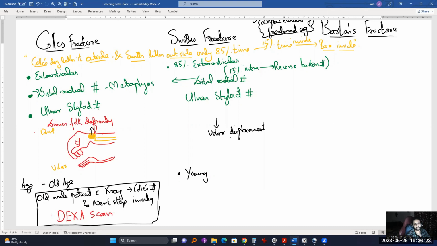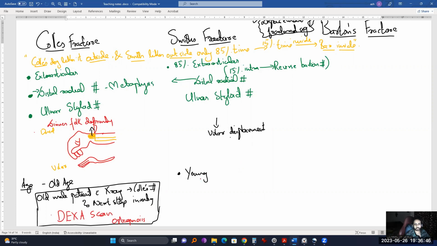DEXA scan is done to look for bone density and to rule out any osteoporosis. And if osteoporosis is there, the treatment method is different. Okay, so that is about Colles fracture.